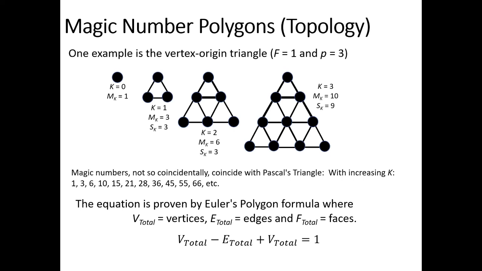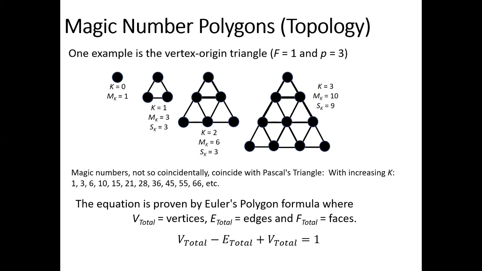So you can see that for K equals 1, there's 3 magic numbers. And of course, the boundary atoms are also 3. For K equals 2, the boundary atoms should be 6. I made a mistake. Should be 6. Sorry. MK is 6 and boundary atoms are 6.